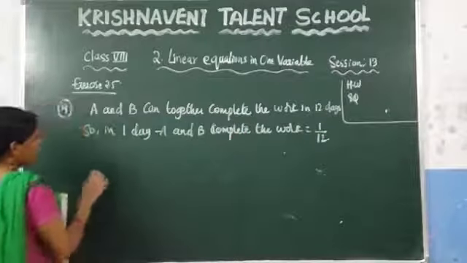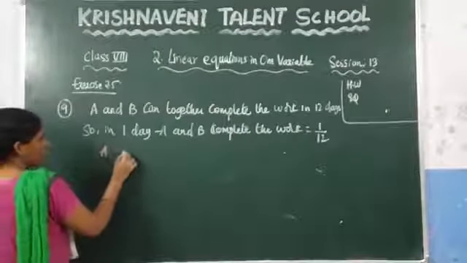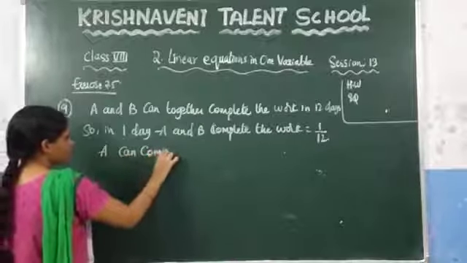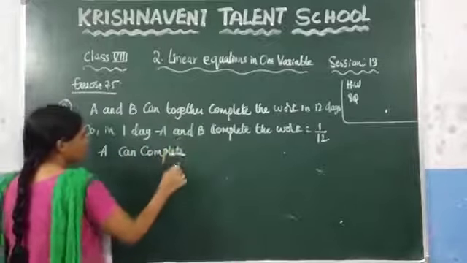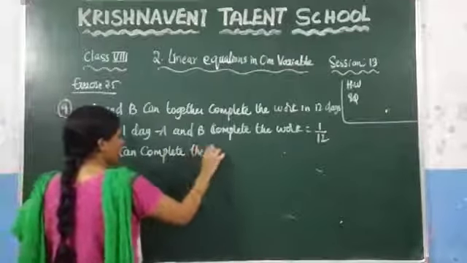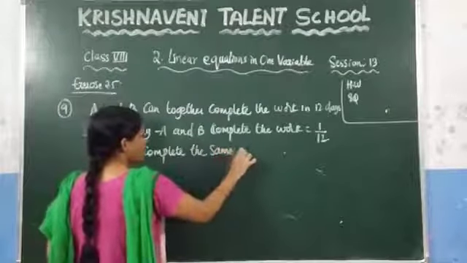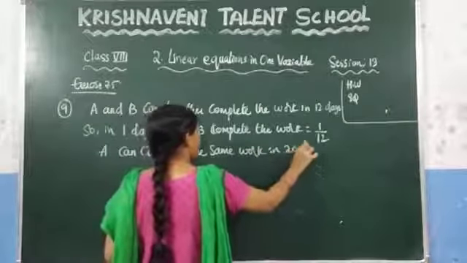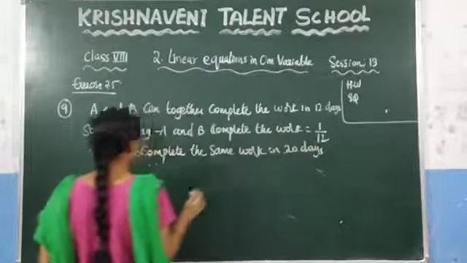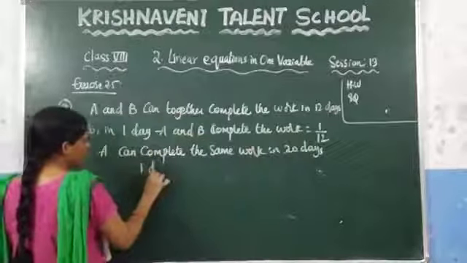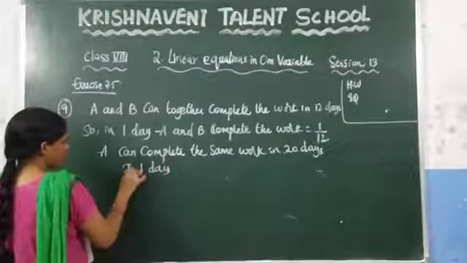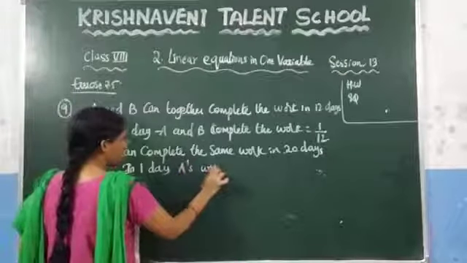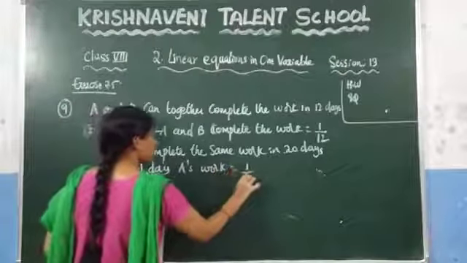And after that they have given that B can complete the same work in 20 days. So in one day, how much work can they complete? Therefore, in one day B's work is 1/20.